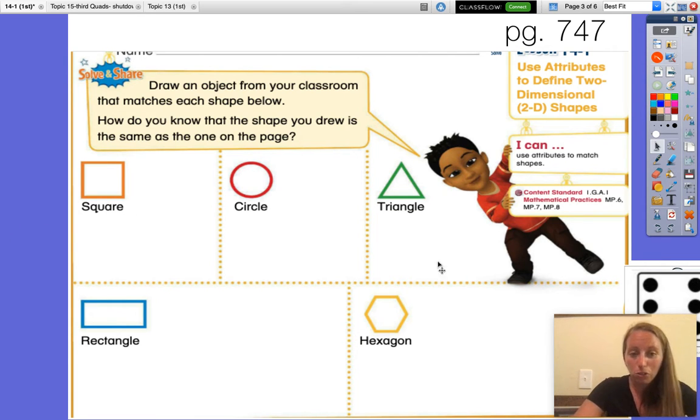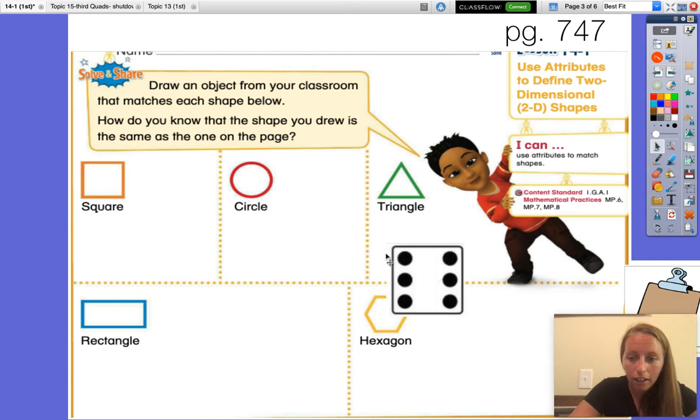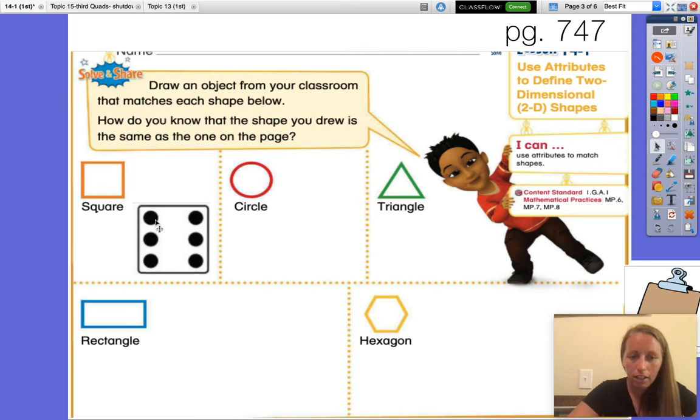And when I think of a square, I think of something that we use all the time in class. I think of a dice, right? If you look at one side of the dice, that is a square. It has 1, 2, 3, 4 sides. And I can highlight them so you can see them. That's one side, 2 sides, 3 sides, 4 sides. And what's special about a square is that all the sides are the same size, the same length.